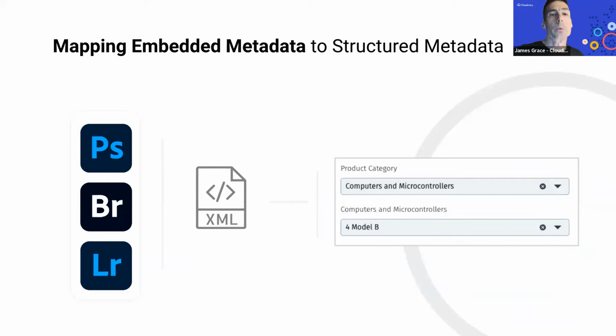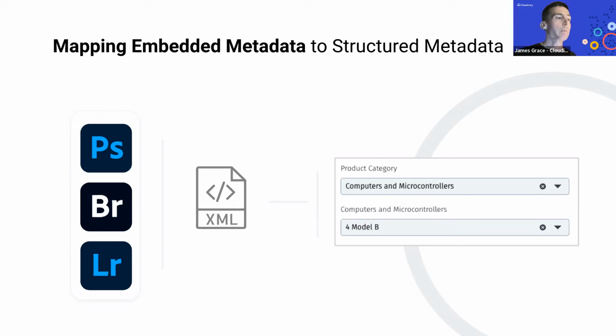So the first thing that we're going to look at is this concept of mapping existing embedded metadata over to structured metadata within Cloudinary. So the idea here is that you may have a photography team or content creators that perform the majority of their metadata tagging within some sort of standards compliant product. Right? Could be Adobe Lightroom, Photoshop, Bridge, Photo Mechanic, Capture One, whatever products those teams are comfortable with, as long as that metadata is getting embedded in a standards compliant way.